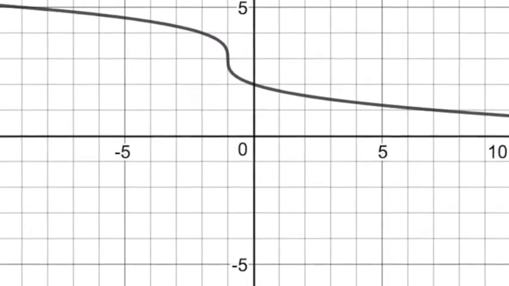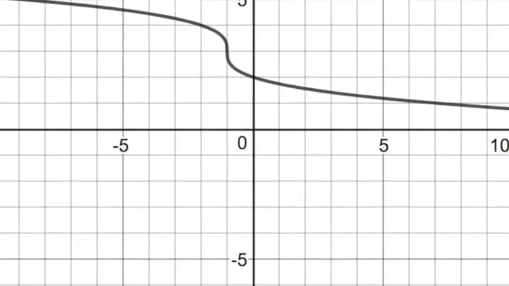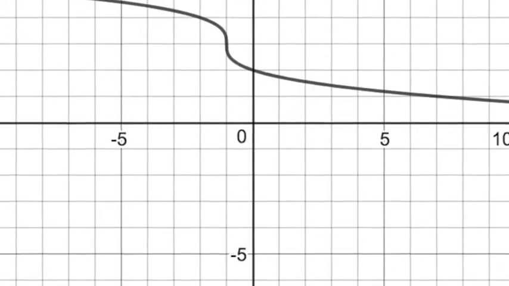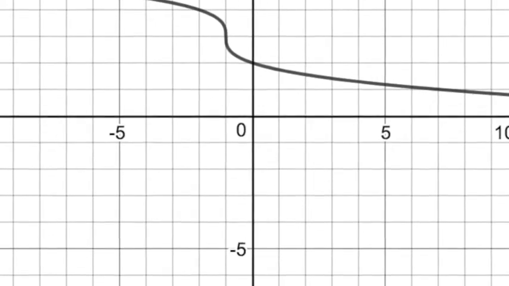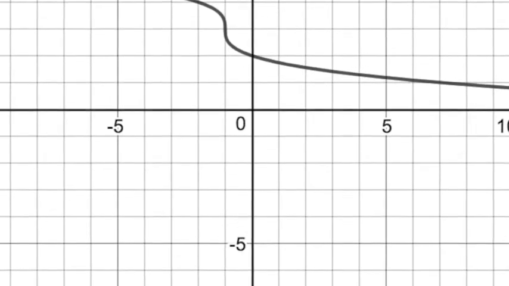And like we described, that point of inflection here went left 1, up 3, and it starts from the left and finishes to the right, but finishes down towards the right.